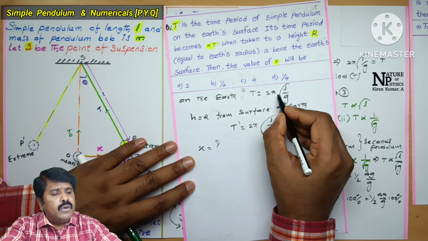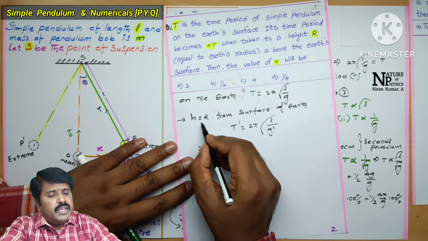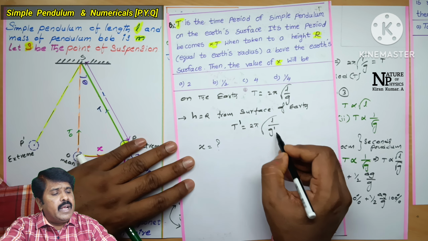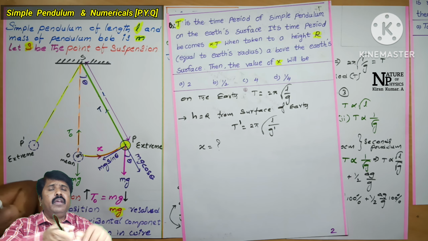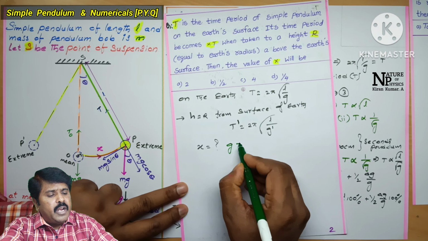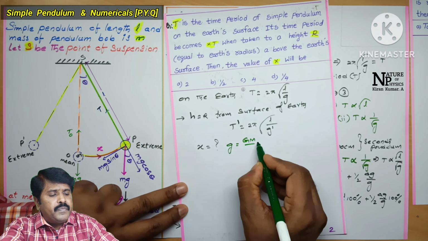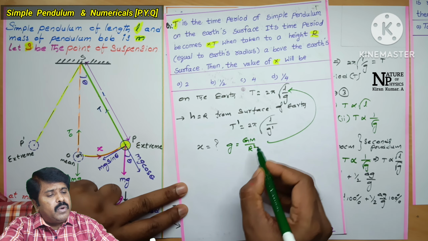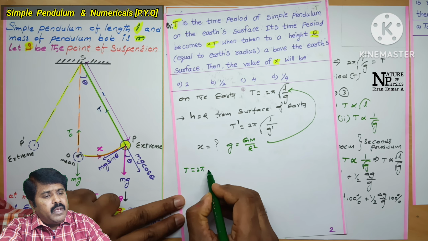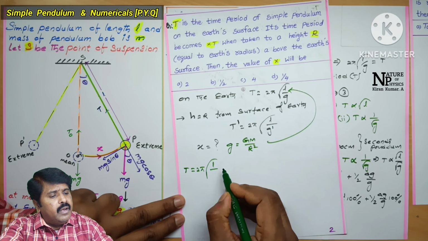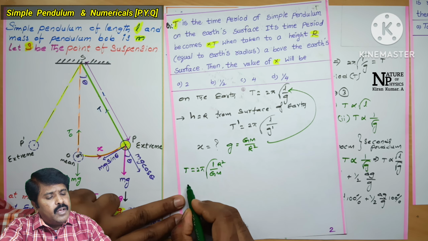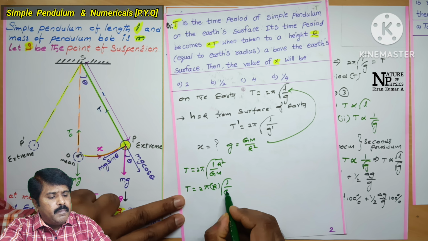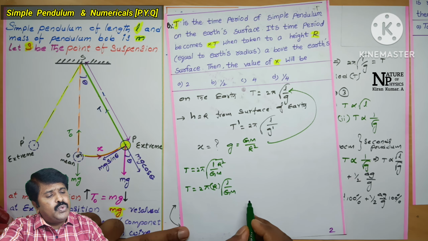On the surface of the earth, T is equal to 2 pi root over L by G. In the second condition, h is equal to R from the surface of the earth, so the time period will change: T dash is equal to 2 pi root over L divided by G dash, because the acceleration due to gravity will change. The basic formula for acceleration due to gravity is g equal to GM by R square, the relation between small g and capital G, replaced in the above equation. So T is equal to 2 pi root over L divided by GM by R square, that is 2 pi R root over L divided by GM. Next, the second condition.